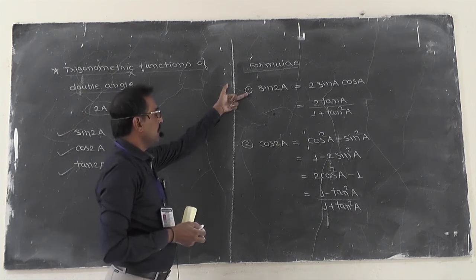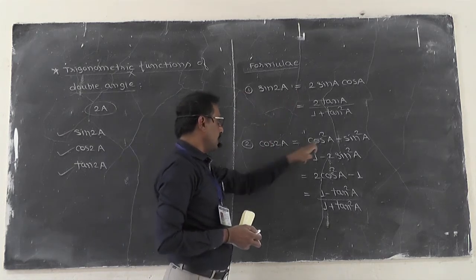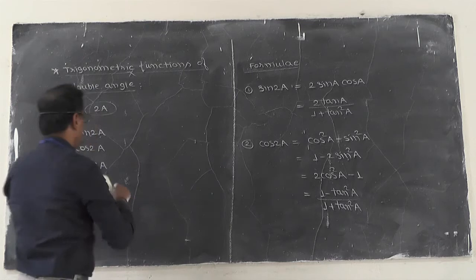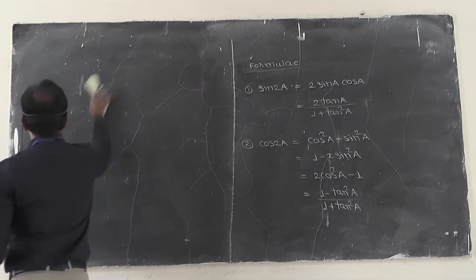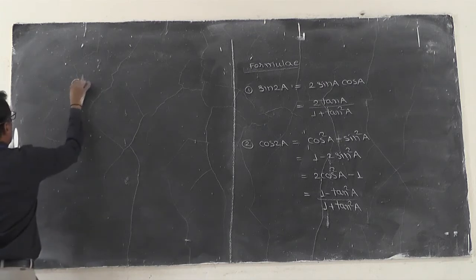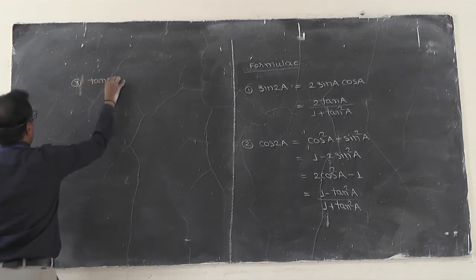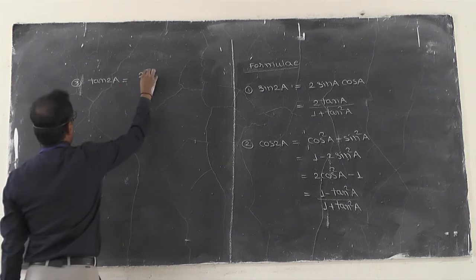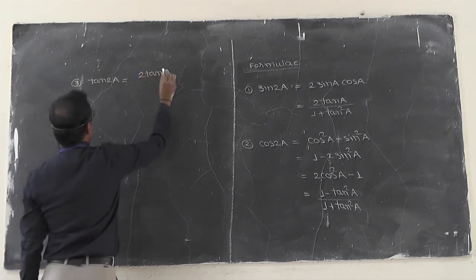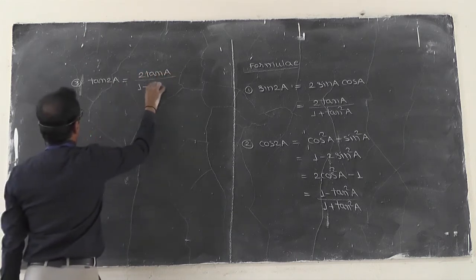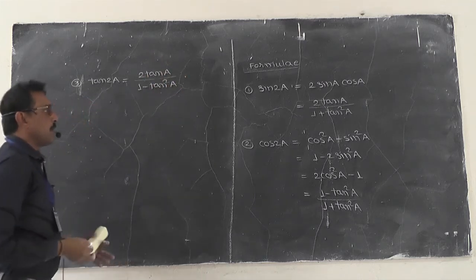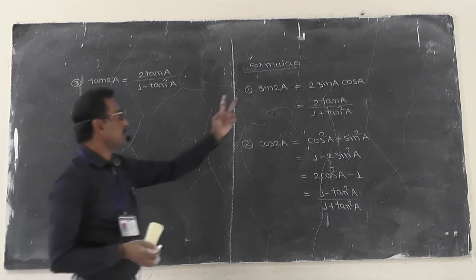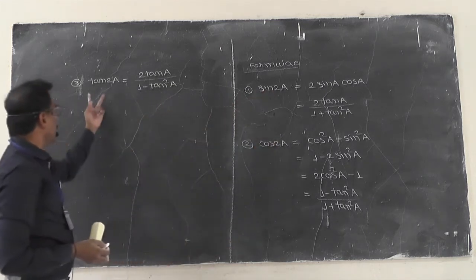Sin 2a has two formulae, cos 2a has four formulae here, and the last one is tan 2a, which has a single formula. The formula for tan 2a is 2 tan a upon 1 minus tan square a. These are the formulae for double angle here: sin 2a, cos 2a and tan 2a.